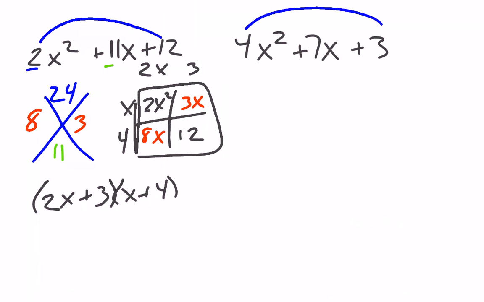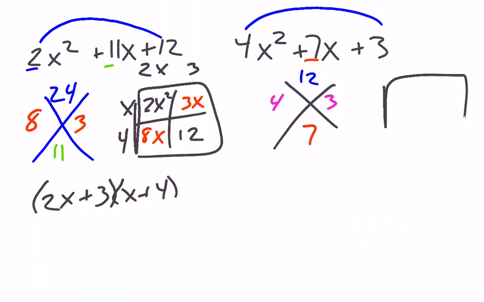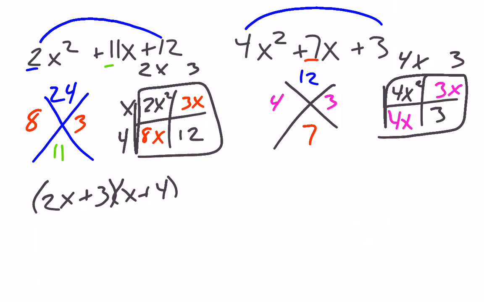Same thing for the next one. 4 times 3 would give me 12. So we're asking what multiplies to 12 and adds to 7, which would be 4 and 3. Now we need to fill our box. First term goes in the first box. 4x and 3x go on the diagonal, and my original last term goes last. And then I take out my GCFs. So that would give me a final answer of 4x plus 3, x plus 1.